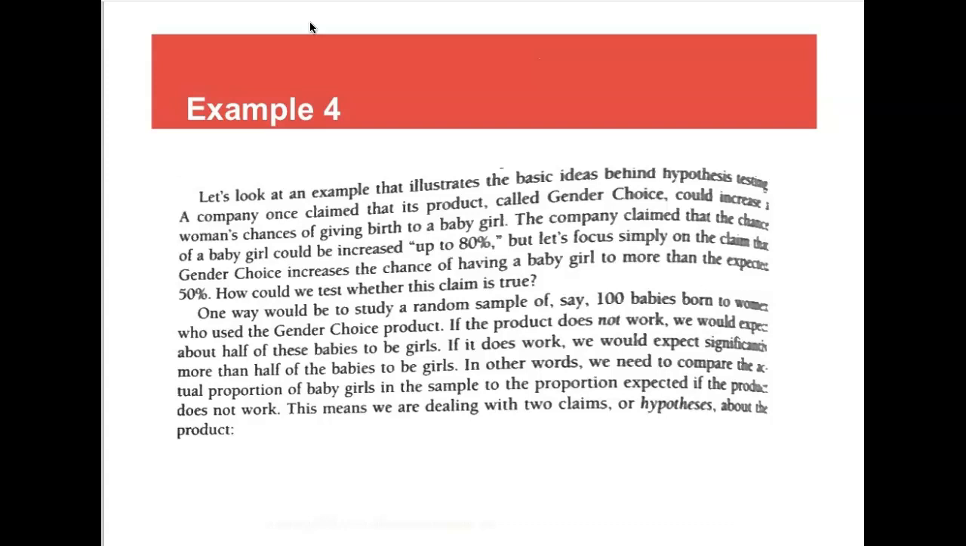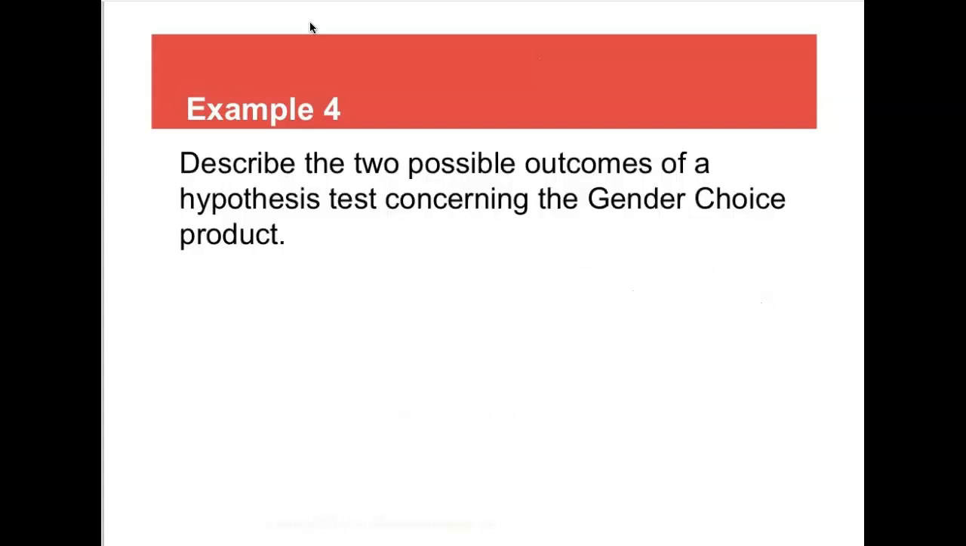So one way we could test whether this claim is true is to study a random sample of 100 babies born to women who use the Gender Choice product. If the product does not work, we would expect about half of them to be girls and half of them to be boys. And if it does work, we would expect the majority to be girls, right? So we're dealing with two claims or hypotheses about this product. And here are your hypotheses.